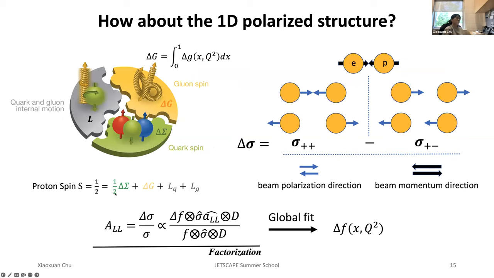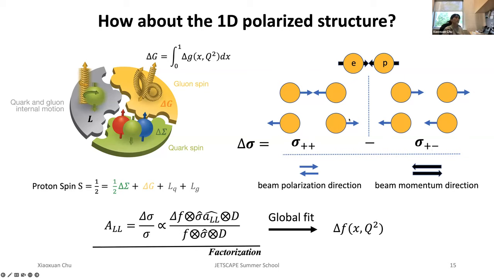The proton spin can be decomposed into quark spin, gluon spin, and the orbital angular momentum. If we want to measure the individual contributions to the gluon spin, we can measure the cross-section difference, which is similar to the unpolarized case. The cross-section difference is defined as the plus-plus polarization configuration minus the plus-minus configuration.